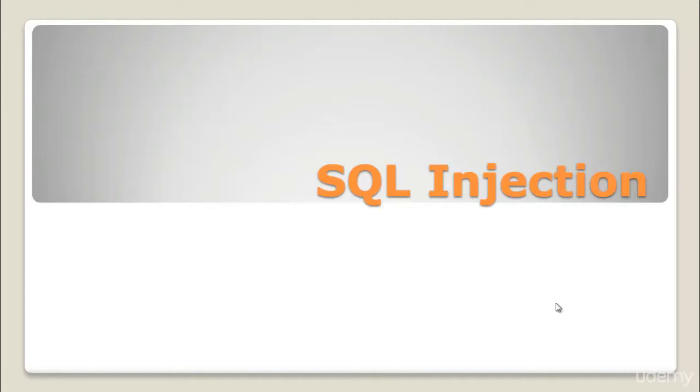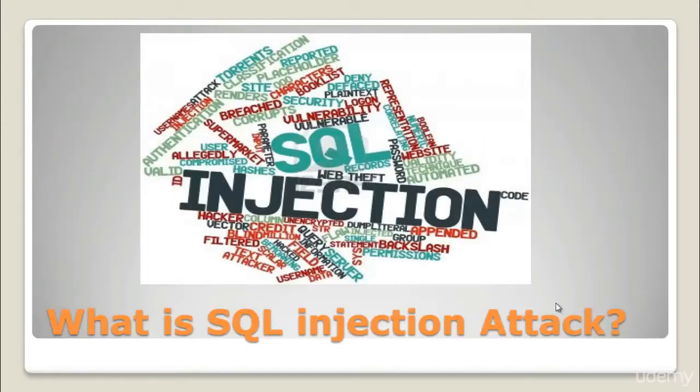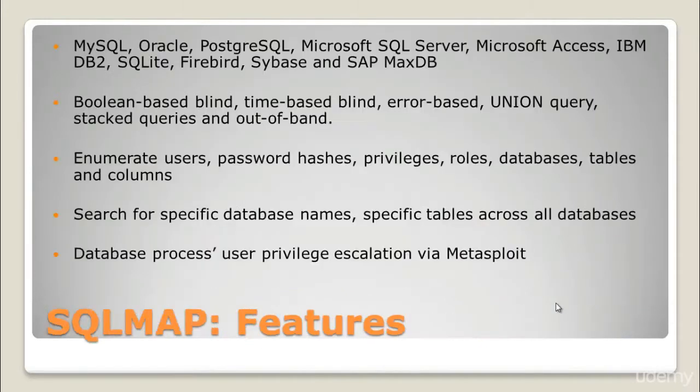In this tutorial, I'll show you how to use sqlmap for SQL injection on Kali Linux to hack into a website, more specifically a database, and extract the usernames and passwords. To start with, what is sqlmap? sqlmap is an open source penetration testing tool that automates the process of detecting and exploiting SQL injection flaws and taking over database servers.